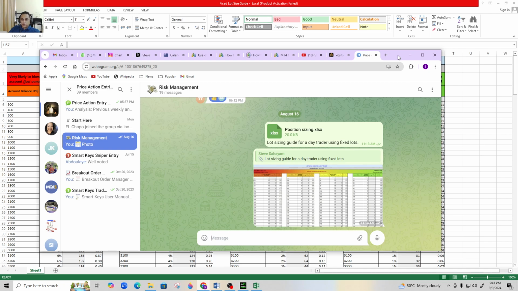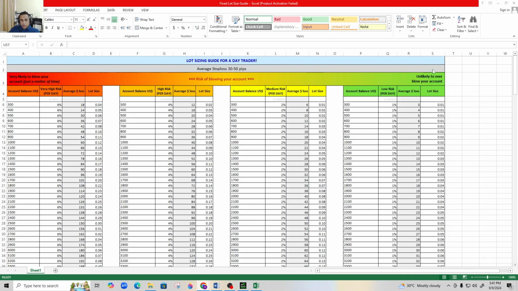newbies and also for advanced traders, professional traders. Okay, this lot sizing guide. If you stick to this green column, you will never blow your account. Let me explain. This is basically the lowest lot size for an account balance of this size, right?